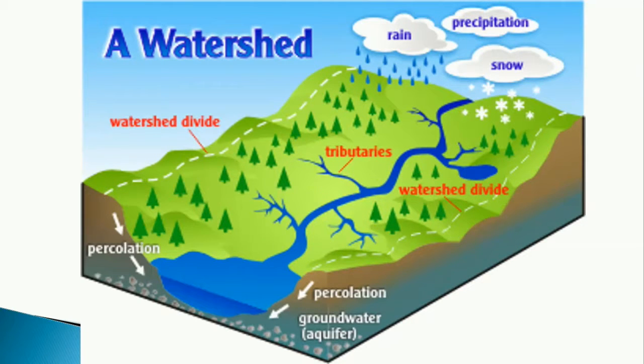In this diagram, we can see the watershed divides on the outer boundaries of the picture. Any precipitation that falls within the divide will flow into the tributaries, which lead to the main river. As mentioned, some water will soak into the ground and enter the groundwater or aquifer. This process is called percolation.